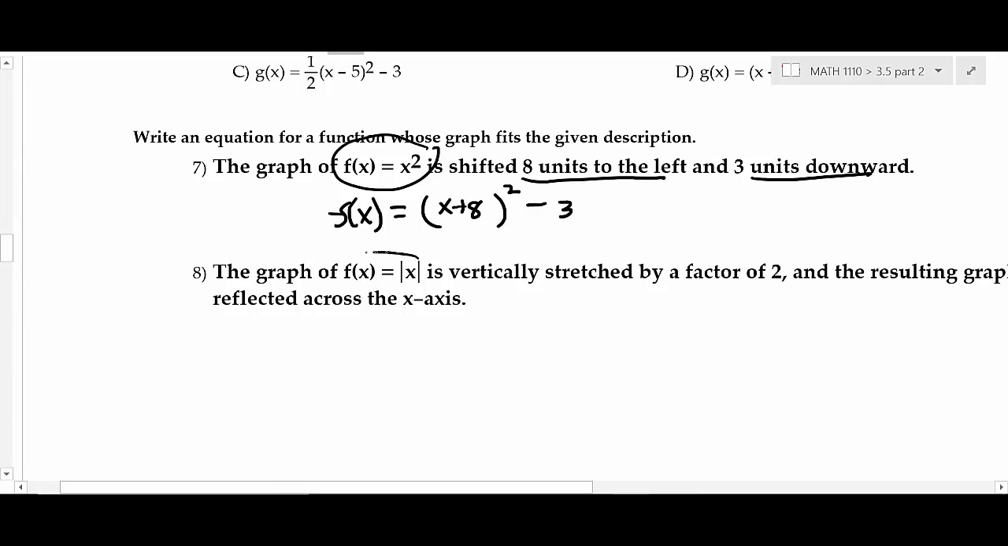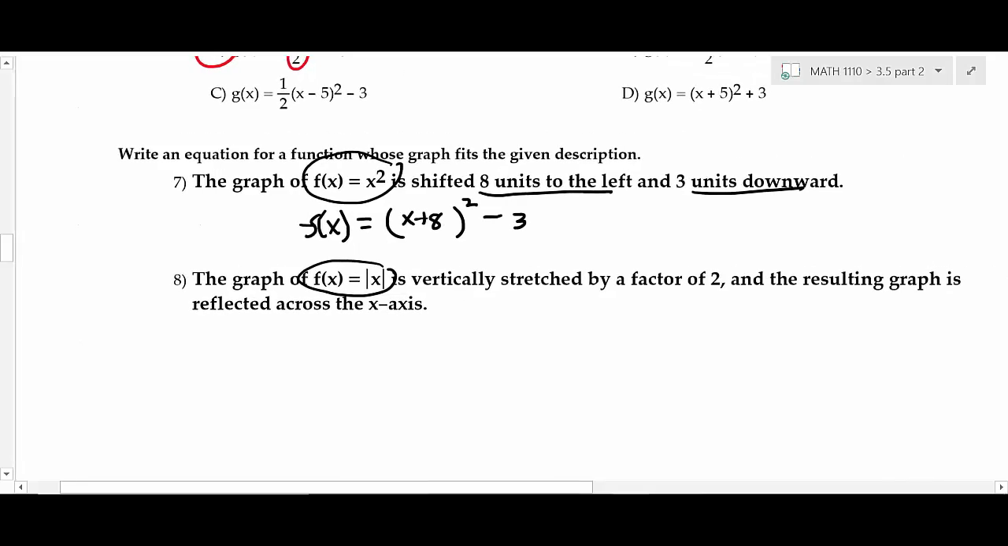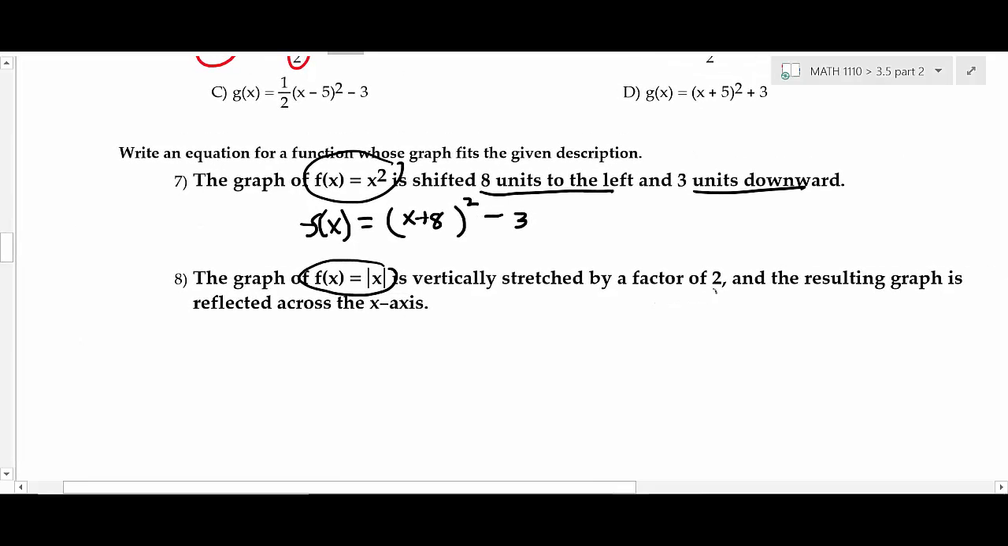You have absolute value of x, okay, and let's see, it looks like we're going to vertically stretch by 2, then we're going to reflect. Okay, so how do you make it reflect? Put a minus there. How do you make it stretch? You put the 2 in front there. Okay, that's what causes the y's to change. So that's the only 2 transformations you have. Okay? All right, any questions about that?